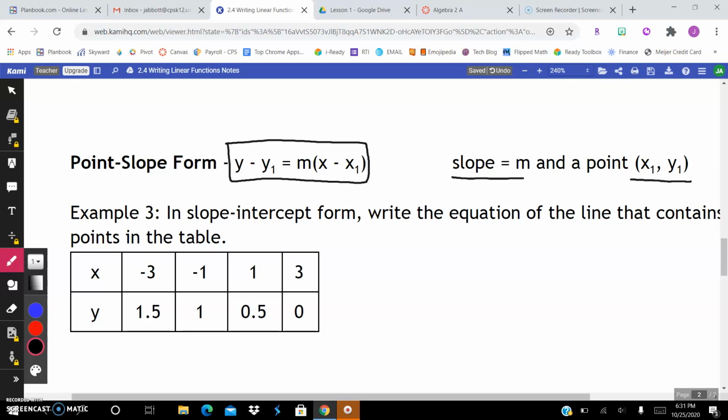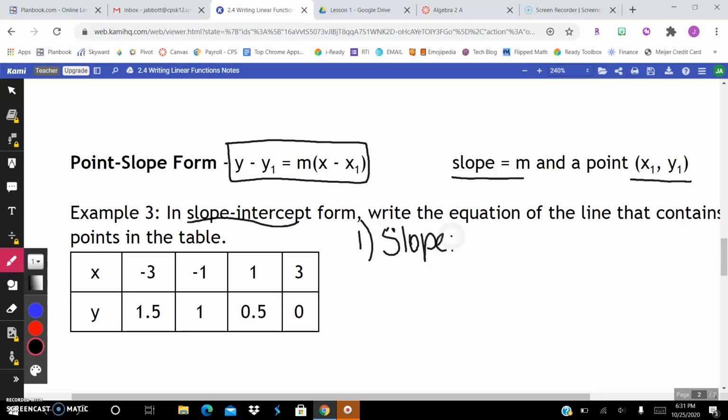So example 3 says in slope intercept form, write an equation of the line that contains points in the table. So we're going to have to figure out what the slope is. We already have a point. We have 4 different ones to choose from. So we can plug all of that into this formula, and then we can rearrange it so that it's in slope intercept form, that mx plus b. So I know that's probably kind of confusing. So step number 1, we'll just go through the steps here and simplify that down for you.